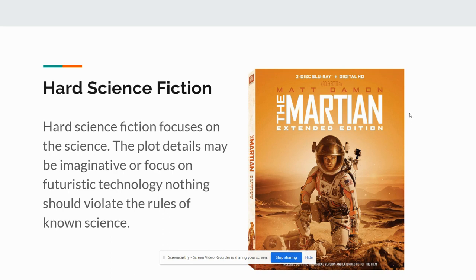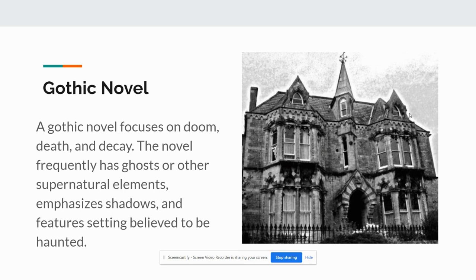If you watch the movie The Martian, he grew potatoes on Mars, but he used fertilizer. He tried not to violate the rules of science. One can argue about the Iron Man stunt at the end of the movie, but nonetheless, hard science fiction is there are rules to science, and they will not violate the rules, especially with regard to time travel, faster than light, things that we believe are not possible scientifically. There's the Gothic novel.